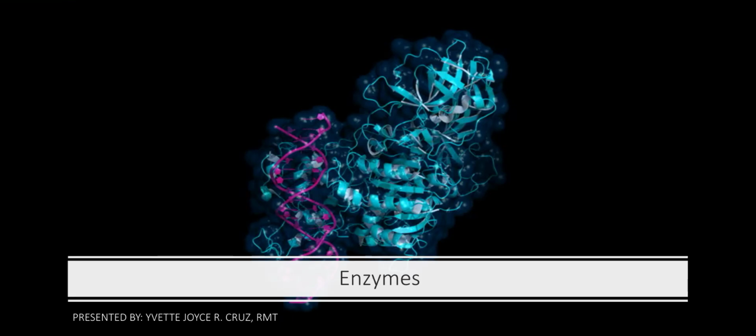At the end of the learning session, the student must be able to understand concisely the function of enzymes, explain properly the models of enzymatic reactions, enumerate completely the different classifications of enzymes, and lastly, know correctly the different uses of enzymes. The word enzyme came from the Greek words en, meaning in, and zyme, meaning yeast.